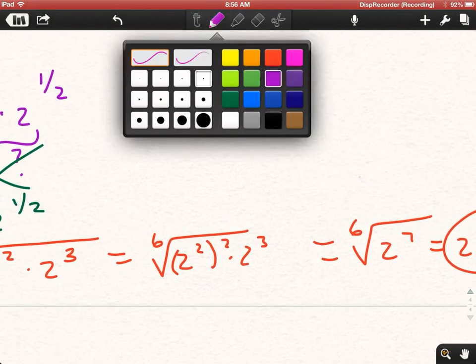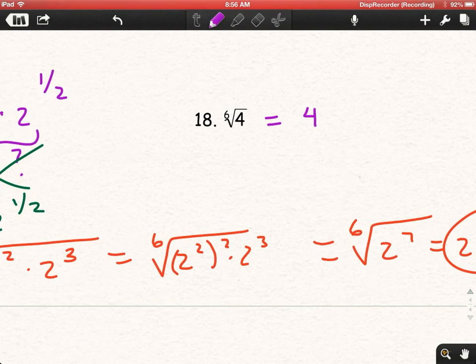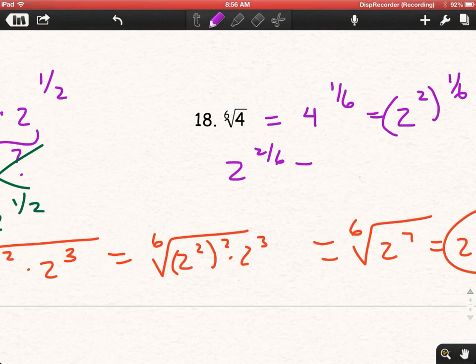Number 18, 4 to the 1/6 power is the same thing as 2 squared to the 1/6 power, or 2 to the 2/6 power, which is 2 to the 1/3 power, which is the cube root of 2.